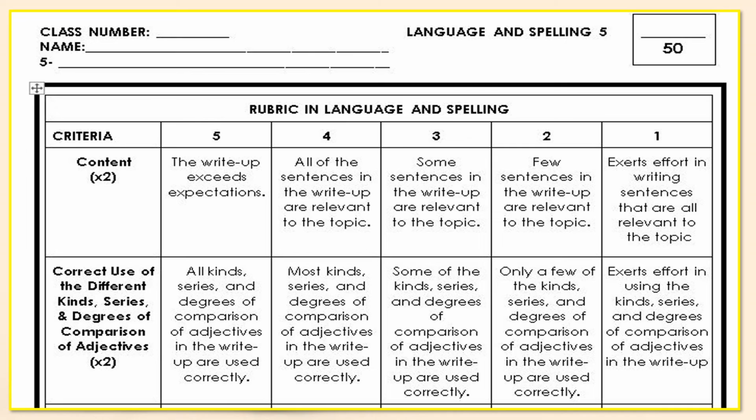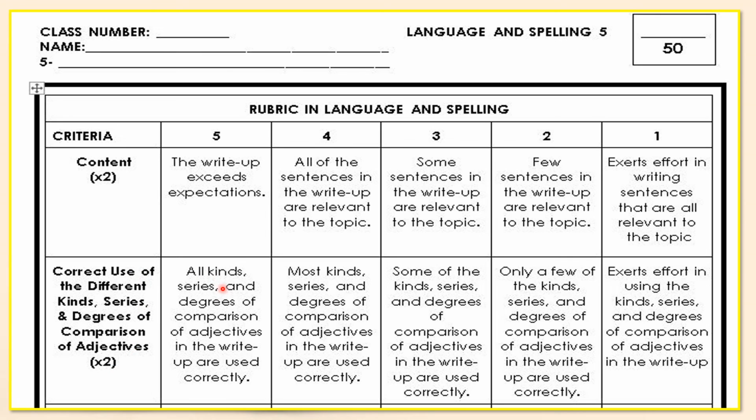Now we have here the rubric for language and spelling. For the other subject areas, they will be explaining and presenting their own rubric that they will be using for this MCPT in their own pre-recorded videos. Now let's start with content. Now for you to get 10, since this is times 2, all the needed information, relevant information should be there in your write-up. Next one, we have the usage of or the proper use of adjectives.